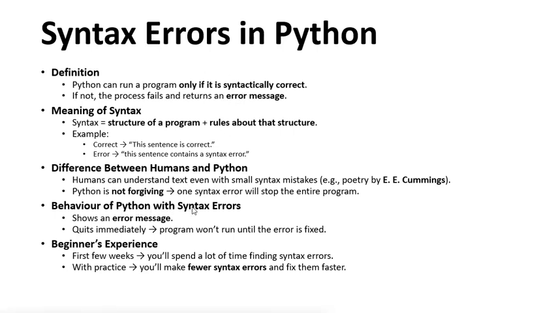Behavior of Python with syntax errors. Let us see. It shows an error message. It will show the error message immediately if we have made any syntax error in that particular program, and it quits immediately. It will stop executing and the program won't run until the error is fixed. The program won't run until we fix that bug. Got it?